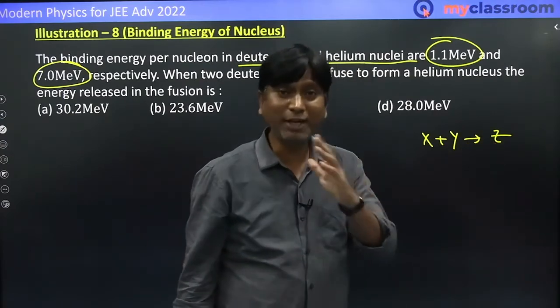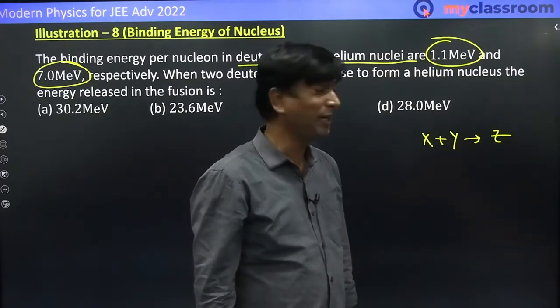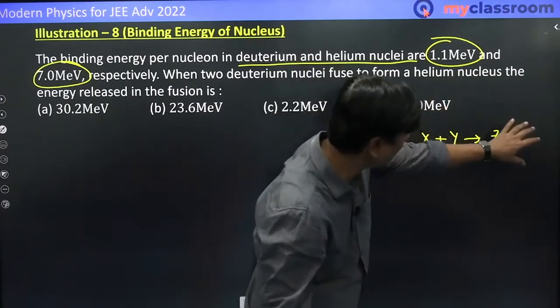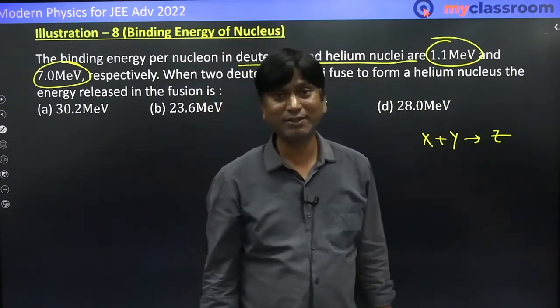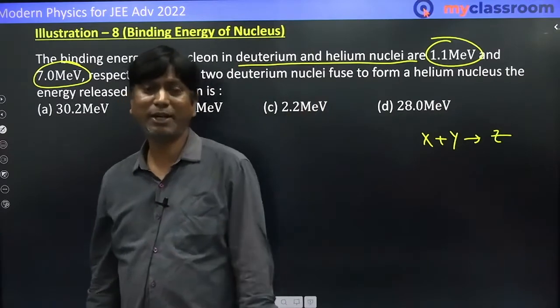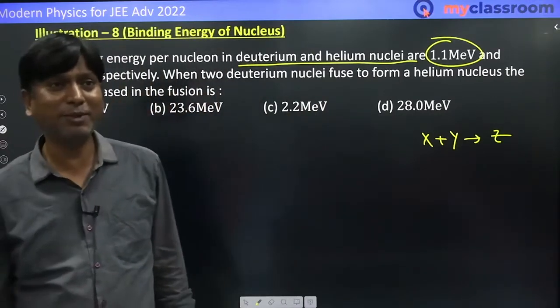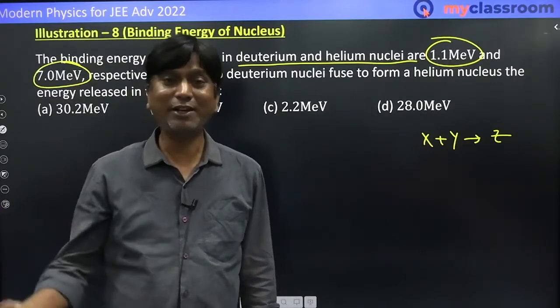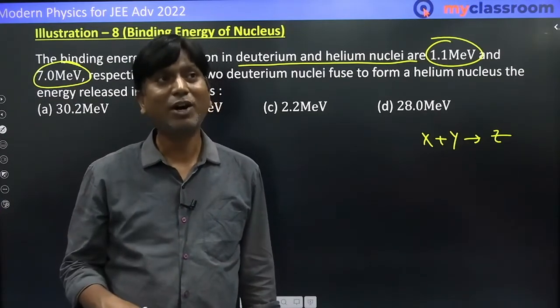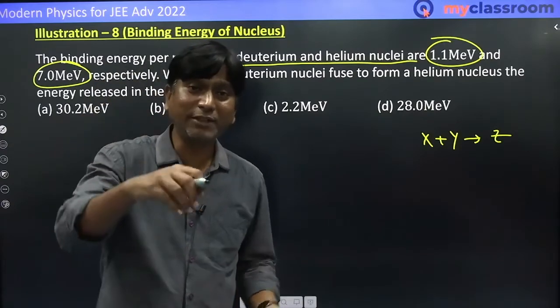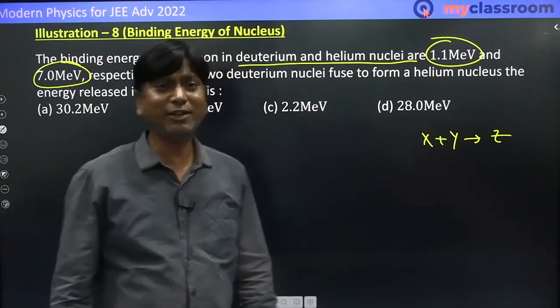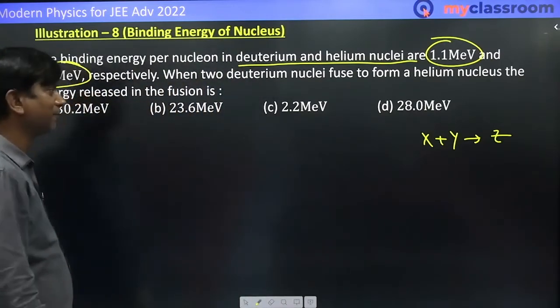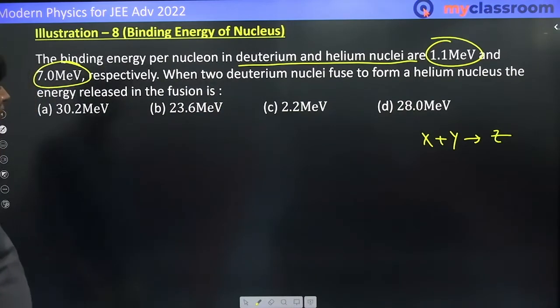But when it comes to the binding energy concept, energy will be released when the RHS binding energy is greater than the LHS binding energy. That is the trick, because we know binding energy is the energy released in the formation of the nucleus from its nucleons. It can also be defined as the energy required to break the nucleus into its constituent nucleons. Right, so let us discuss now.